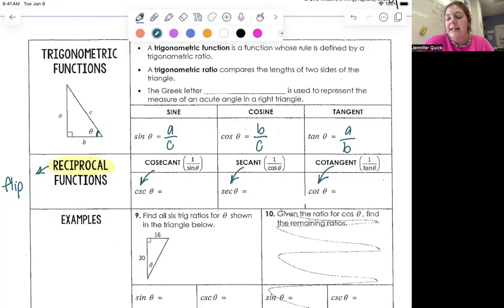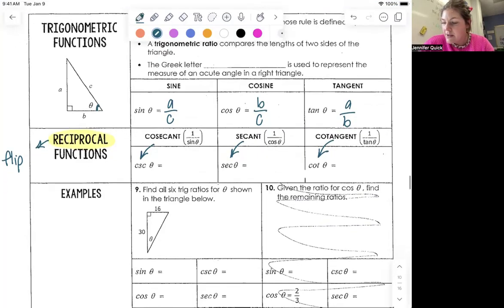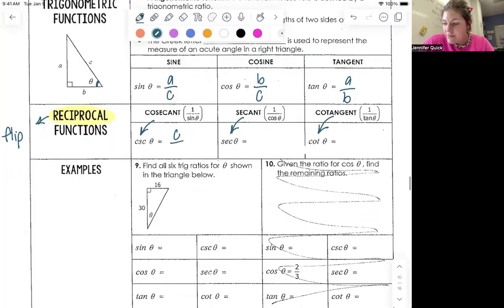So cosecant goes with sine, so it's the flipped version of sine. So this would be C over A. Secant goes with cosine, so this would be C over B, or the hypotenuse over adjacent. And then cotangent goes with tangent. That one's the only one that makes sense, okay? And that would be B over A.